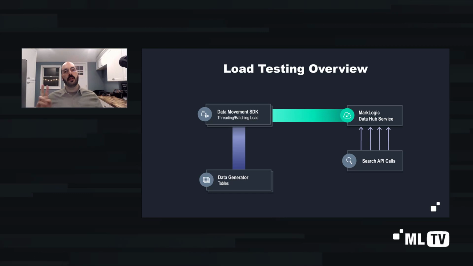We're going to focus on two major areas today for this load testing: ingress of data and egress of data. We ran this load test within AWS within an EC2 instance configured with a JVM. This JVM handled both the ingress and egress of data, and we're connecting remotely to a MarkLogic Data Hub service within the same AWS region.